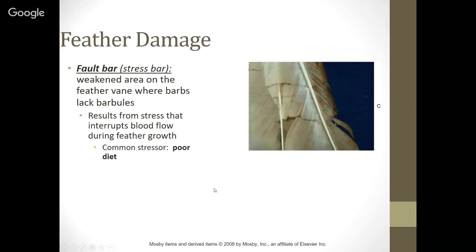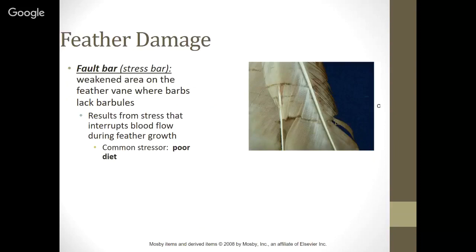The other thing that we can see pretty frequently, especially in animals that are under stress or have poor nutrition, is a fault bar or stress bar. Think of rings on a tree. When we look at the rings of a tree after it's been cut down, we can actually determine how the growth of that tree was given a particular year. So there may be a year where it grew a lot, so that's going to be a bigger ring, or a year where it couldn't grow very much because of a drought, and that's going to be a smaller ring.